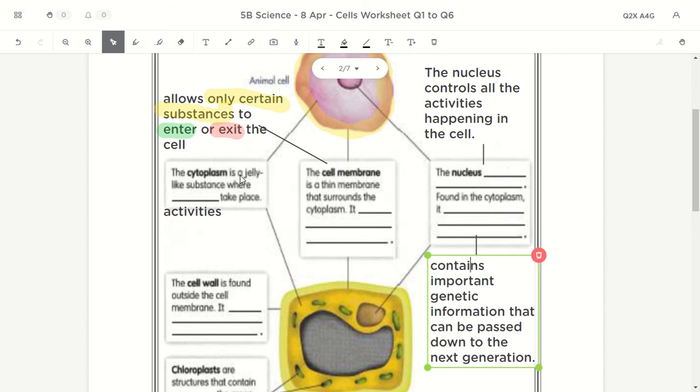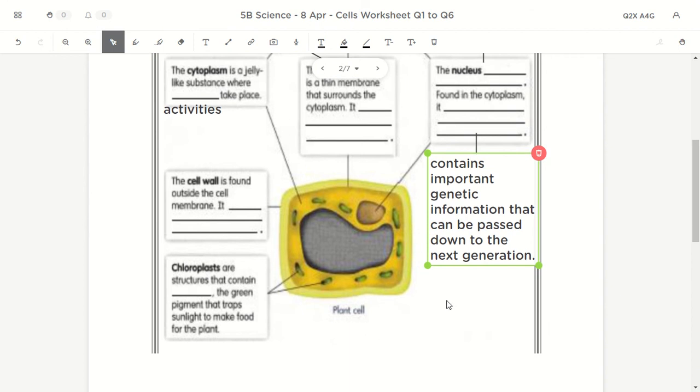So cytoplasm, cell membrane, and nucleus will be in all cells. All cells will have cytoplasm, cell membrane, and nucleus. Of course, there'll be one or two weird ones like the red blood cell that doesn't contain a nucleus, but let's not talk about that. Most cells do contain cytoplasm, cell membrane, and nucleus. Now we go on to those that are specific to a plant cell.